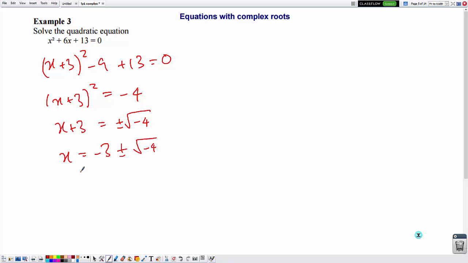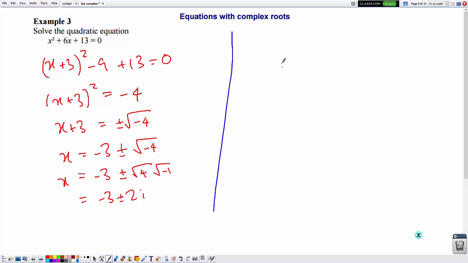Now this we could write as minus 3 plus or minus root 4 times root minus 1, using our rules of indices or roots. So what's that equal to? Well, that's minus 3, the square root of 4 is 2, plus or minus 2, and this is i. Done.